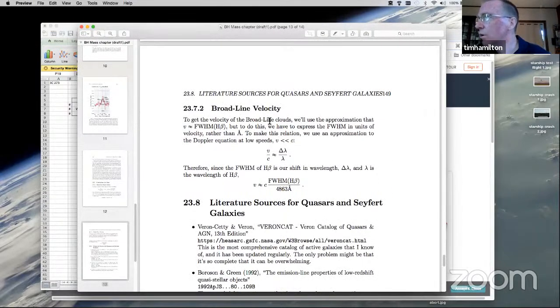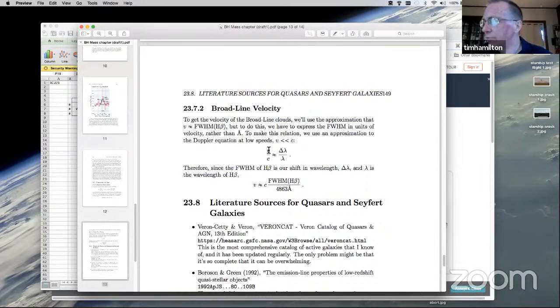Now we need to get the broad line velocity. So to convert between the full width at half max in units of angstroms and get it in terms of velocity in meters per second, we use the approximation to the Doppler equation for low speeds, where the velocity of the gas is much less than the speed of light. I'm not talking about the redshift here of the overall quasar, but the motion of the broad line clouds. They are not moving at near light speed.